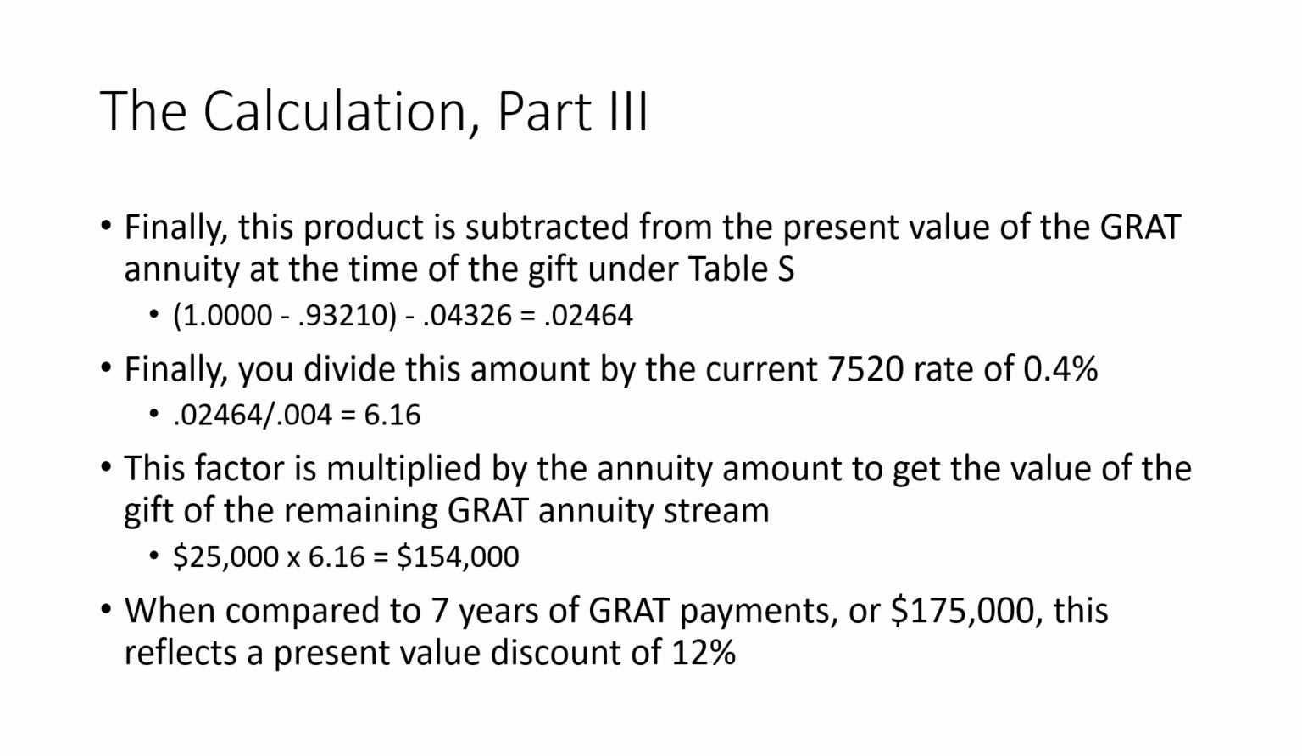Now, if the annuity had been received over 7 years, it would have resulted in total payments of 175,000. So what we can see here is that the gift amount we get is less than the sum total of the annuity payments, which really reflects a present value discount. In this case, that discount would be 12%. So a lot of steps here, but this is an interesting calculation because we had to add in the fact that there's a lesser of a term of years or lifetime calculation.